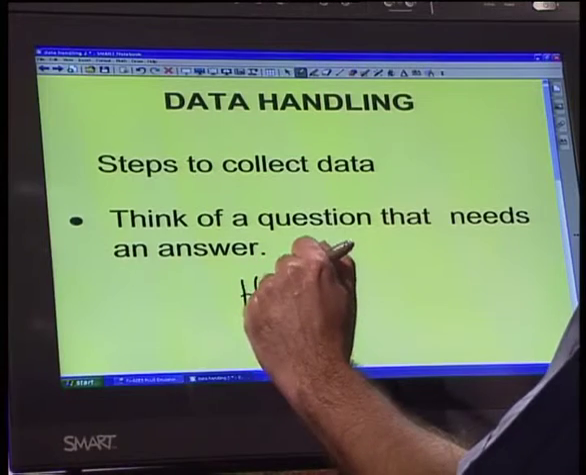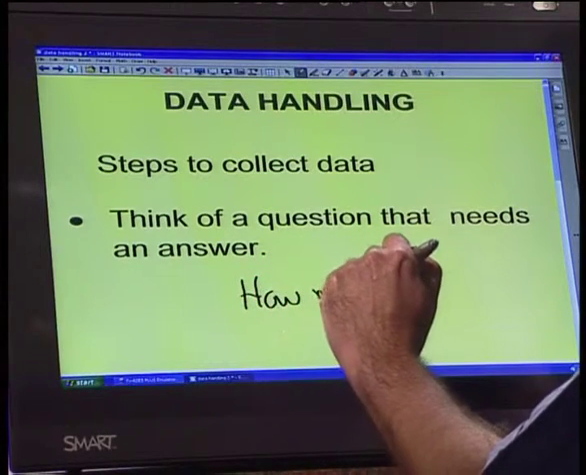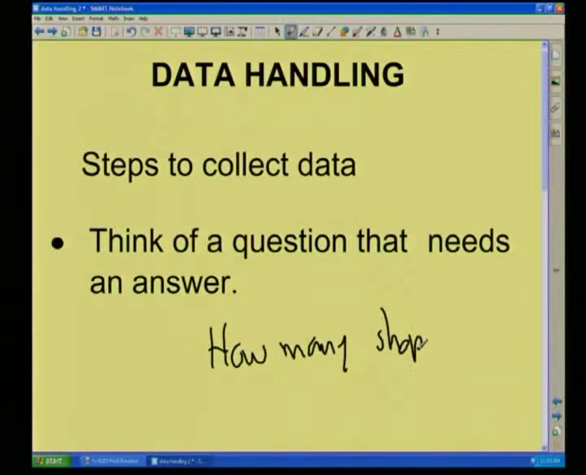Let's write it in here quickly. How many shop at Checkers? Now, answering the question is the more difficult thing. It's easy to ask the question, but how do we go about getting an answer to this question?